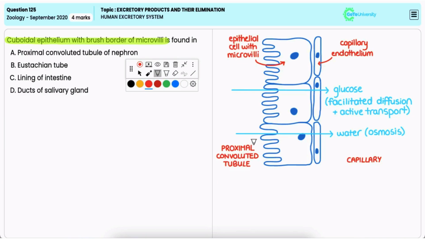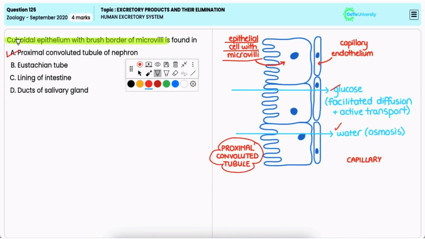The cuboidal epithelium with a brush border of microvilli is found in the proximal convoluted tubule, or the PCT, of the nephron in the kidneys, and these microvilli increase the surface area for reabsorption of water, ions and other substances during urine formation. Hence, this is the correct option.